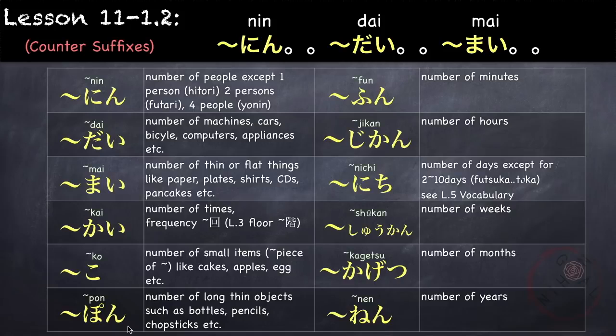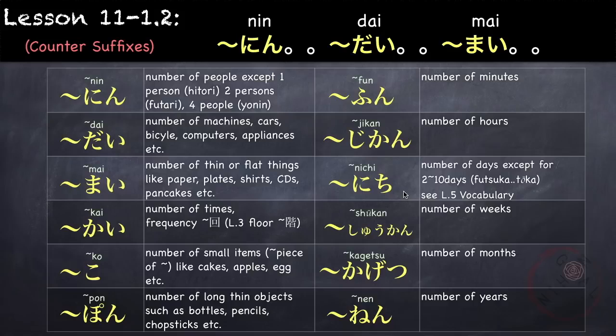Hon. Nani nani pon or nani nani hon. This is the suffix for the number of long, thin objects such as bottles, pencils, or chopsticks. Now, suffix for time. Fun. Nani nani fun or pun. This is the suffix for the number of minutes. Nani nani jikan. This is the suffix for the number of hours.